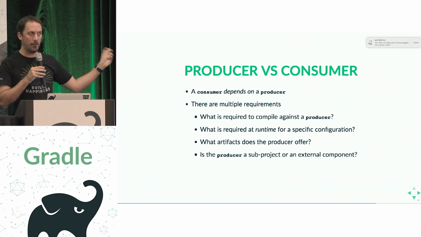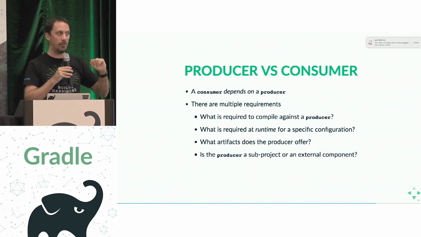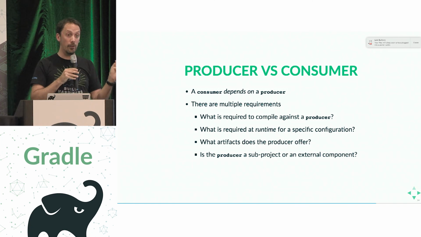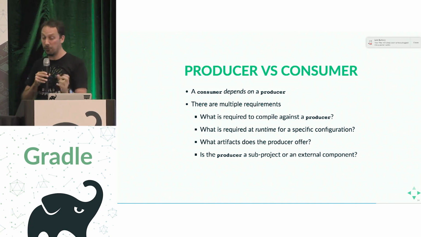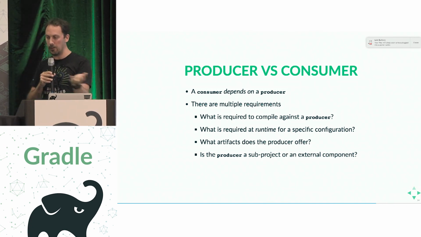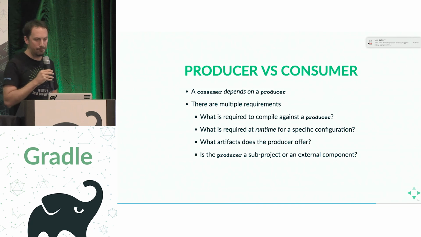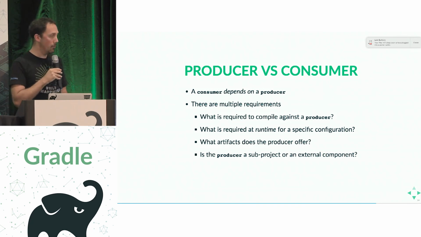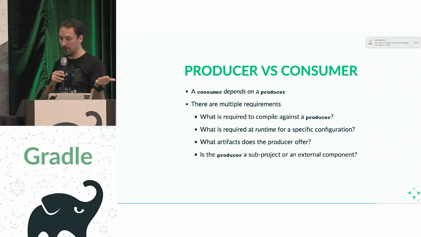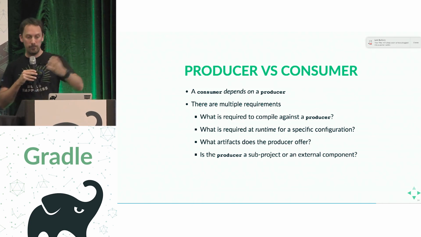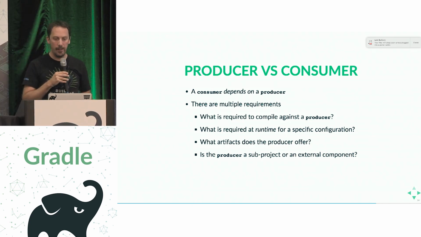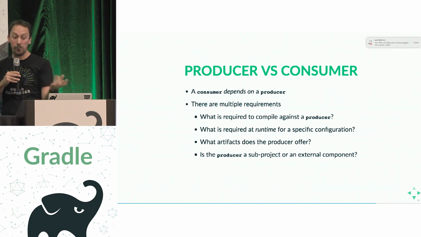And when I explained the difference between compile class path and runtime class path, there was actually a difference for different usages of the same library. Different context, one for compiling, the other for executing. So what do I need to compile against a producer? What do I need to run with a producer? What kind of artifacts does the producer offer?